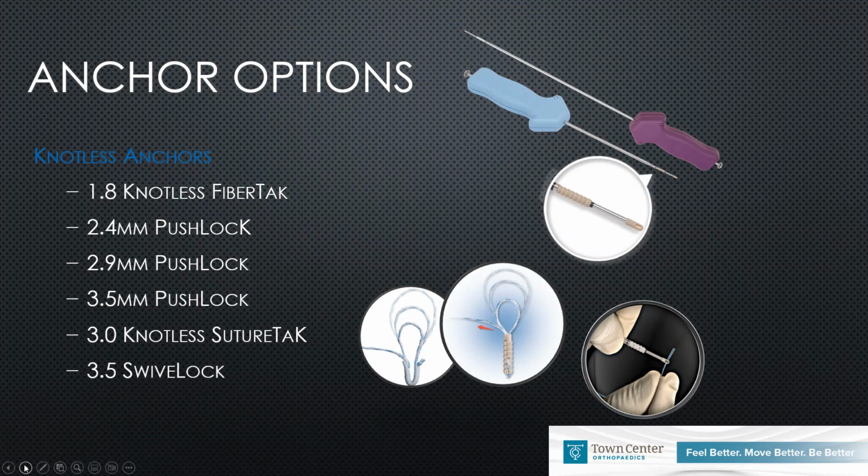Again, just in terms of knotless ones, my go-to is the 1.8 knotless FiberTak. One of the things they did, whether it's the second generation or the third generation, is that the suture is now bonded slightly differently, so it does seem to slide a bit better through the anchor. At least over the last 6 to 8 months, I've noticed an appreciable difference, as well as on the inserter. There's a smaller little collar piece that really helps seat the anchor a little bit better, a little more easily, before you start to mallet it in.